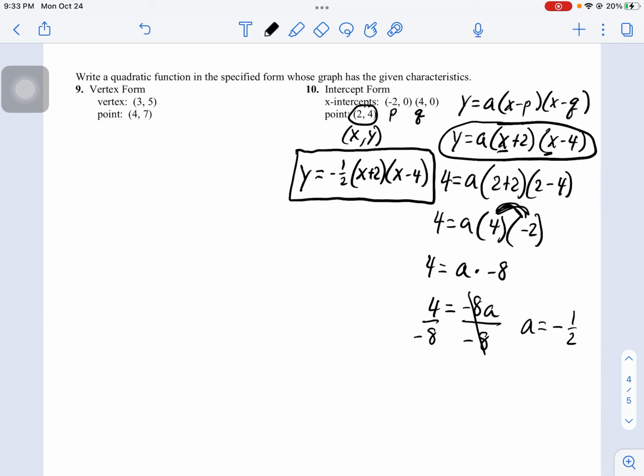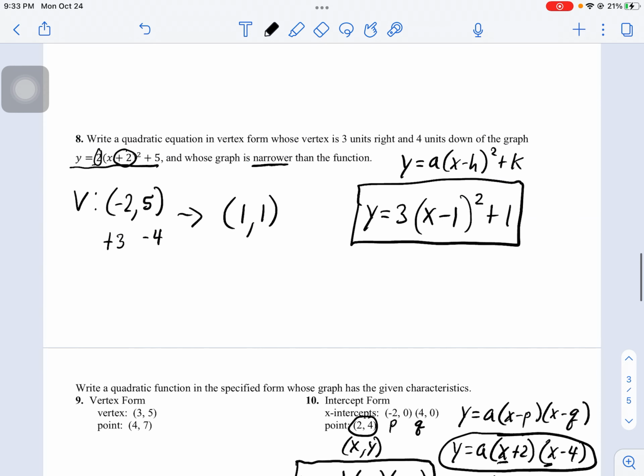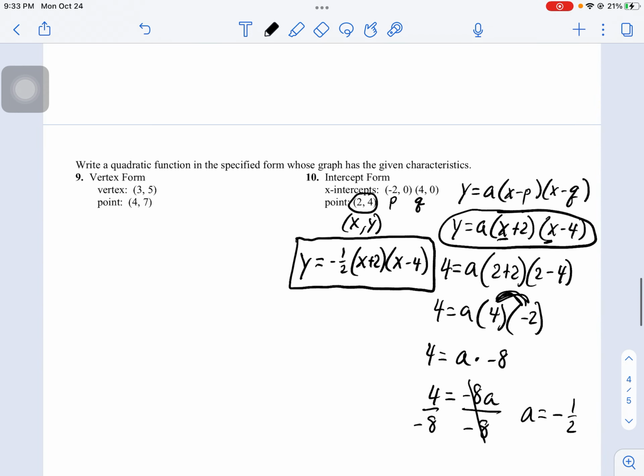So when you're doing number 9, it's similar, but you're using the other equation, the vertex form equation, which is this one right here.